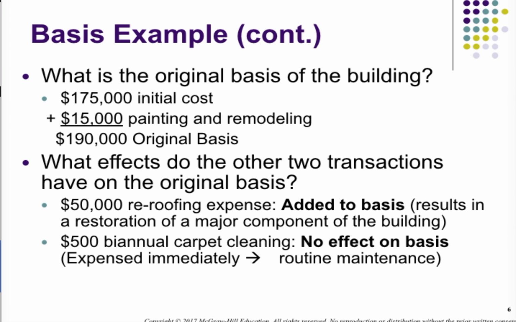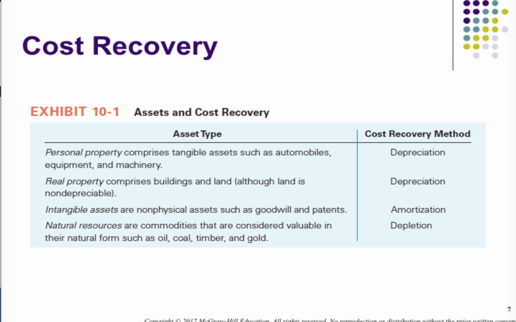Well, the re-roofing expense results in a restoration of a major component of the building. So this is essentially a capital improvement and not just routine maintenance, in which case we can add the cost of that $50,000 to the basis. Now the $500 biannual carpet cleaning is routine maintenance, therefore it will be expensed immediately and has no effect on the basis.